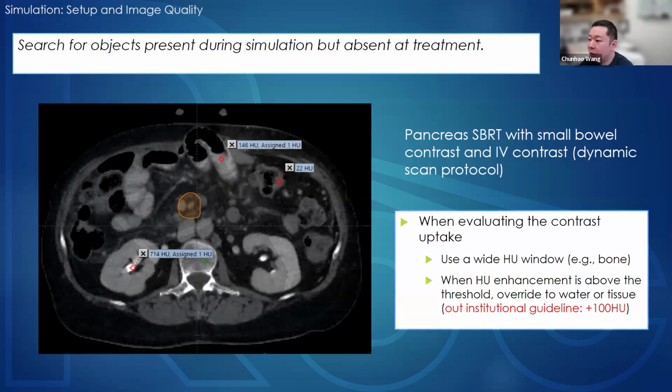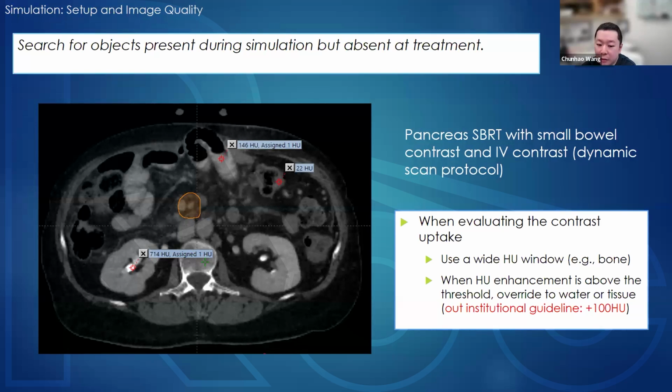If you use a narrow one, we may see a lot of bright region, which may not be the result of the contrast. So when the HU enhancement is above the threshold, we need to override to water or tissue. Here I'm showing you two regions. For the non-enhanced bowel, it was 22 HU measured. For the enhanced bowel region, it was 146. Our institutional guideline for the enhancement is 100 HU, so we are going to override the enhancement in the bowel.